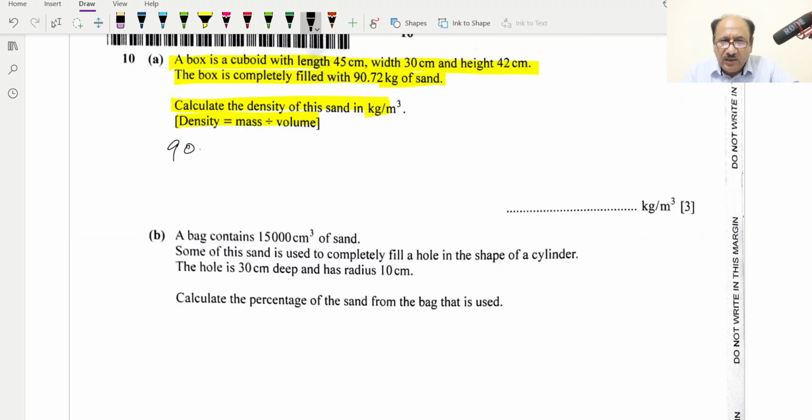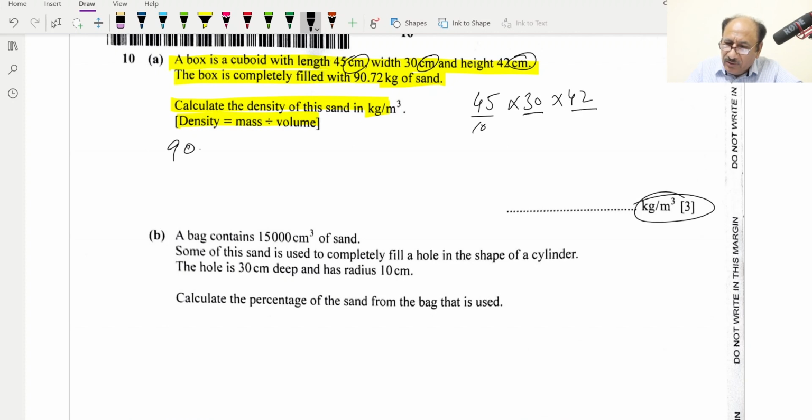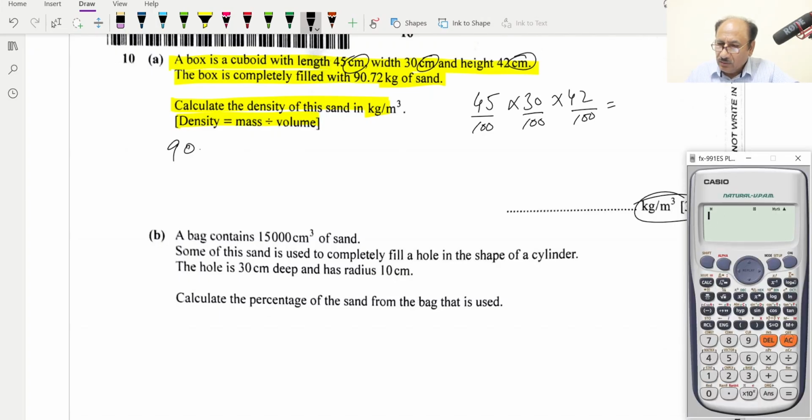First of all, we have to calculate the volume, and volume we can calculate 45 multiplied by 30 multiplied by 42, but keep in mind these are centimeters and we have to change into meters because we need the answer in kilogram per meter cube. So each one will be divided by 100 to change to meters. So this will be the volume, which we can calculate: 45 over 100, multiplied by 30 over 100, multiplied by 42 over 100, and this will be equal to what? 0.0567.